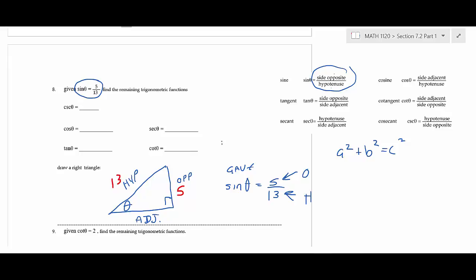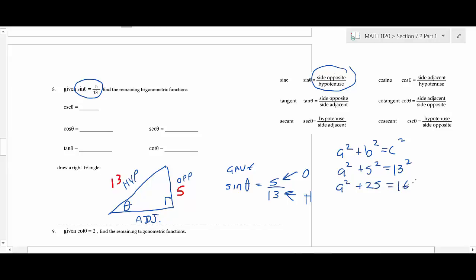So what I'm going to do is say A squared plus 5 squared is equal to 13 squared, and I'm going to work that out and find what A is. So that's going to give A squared plus 25. 13 squared is 169. Then I can subtract 25 from both sides.